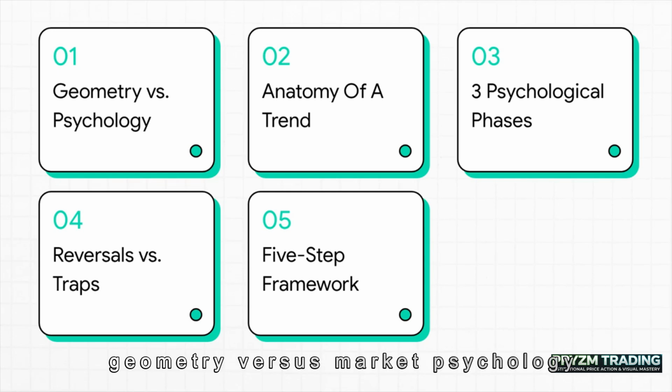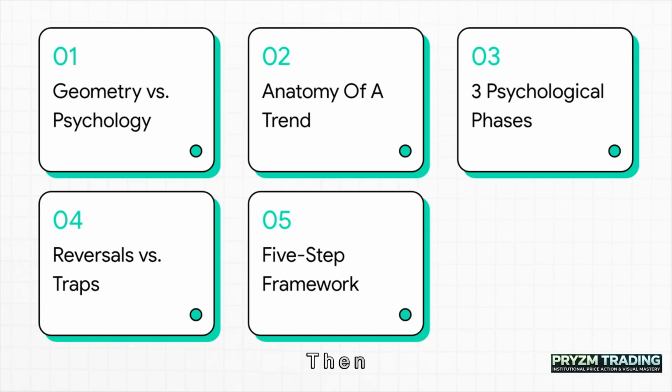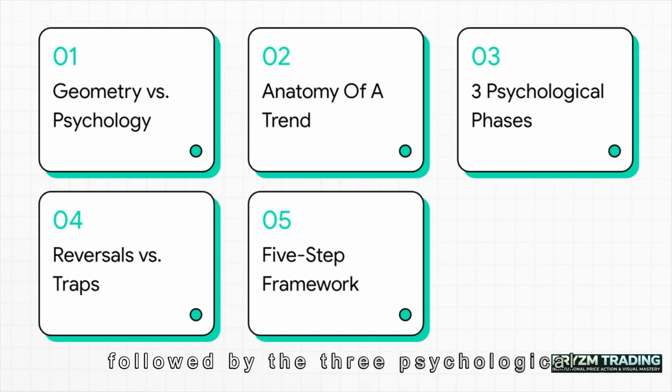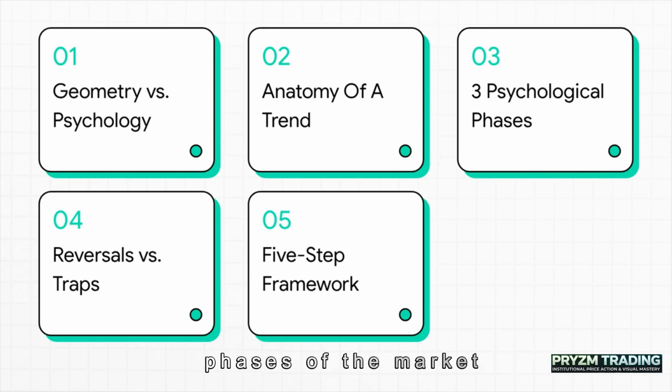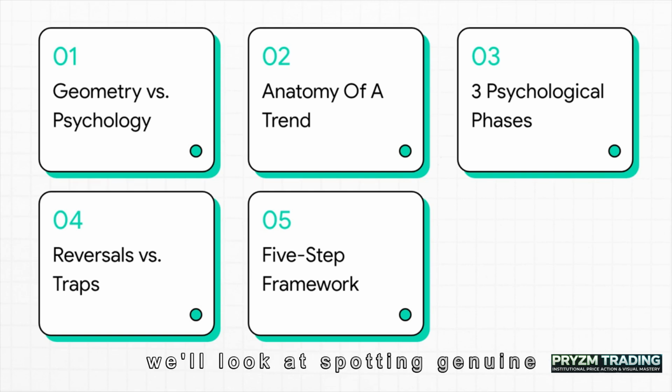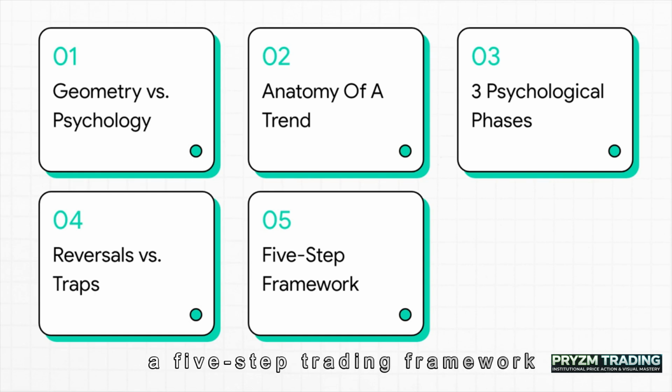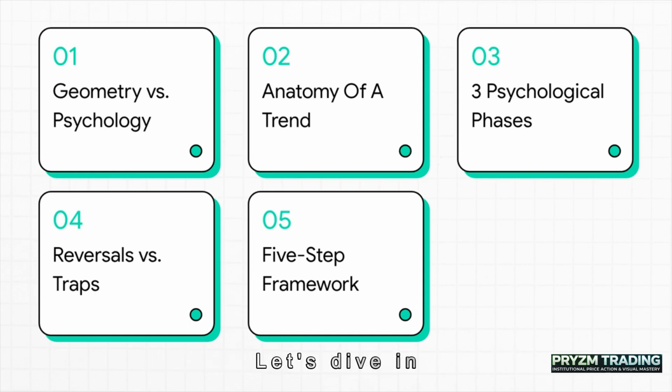First, geometry versus market psychology. Then, the anatomy of a trend, followed by the 3 psychological phases of the market. After that, we'll look at spotting genuine reversals versus market traps, and we'll wrap it all up with a 5-step trading framework. Let's dive in.